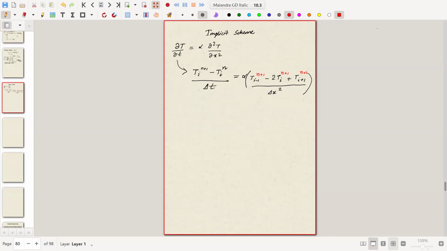Can you solve for this? After you rearrange your equations, you'll come to another equation, this is your matrix equation. How will it look like? Again, we can define R, that is alpha delta t by delta x square, and you can put it as R. So, can you see how the final equation looks? Verify. I will write the equation. Please verify.